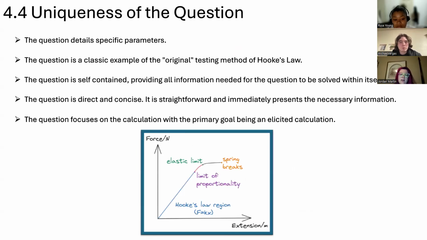Uniqueness of the question. The question details specific parameters. The question is a classic example of the original testing method of Hooke's law. It is self-contained, providing all information needed for the question to be solved within itself. It is direct and concise, straightforward, and immediately presents the necessary information. And the question focuses on the calculation with the primary goal being the elicited calculation.